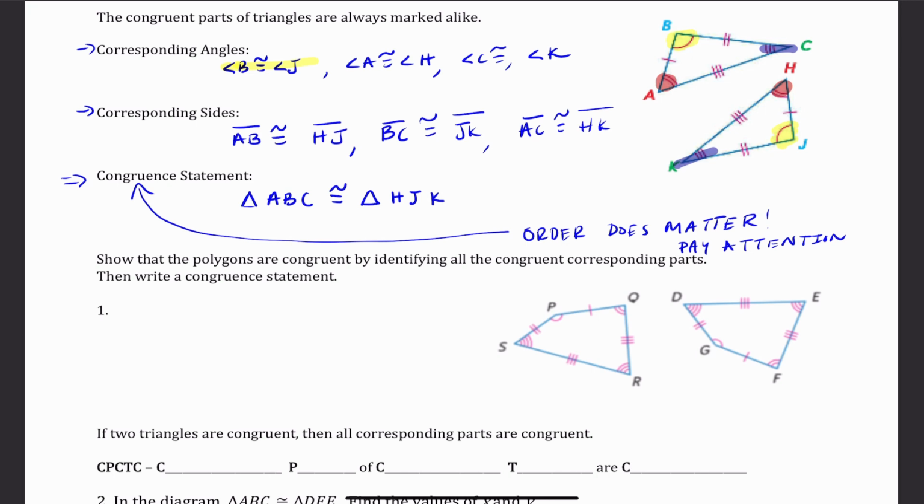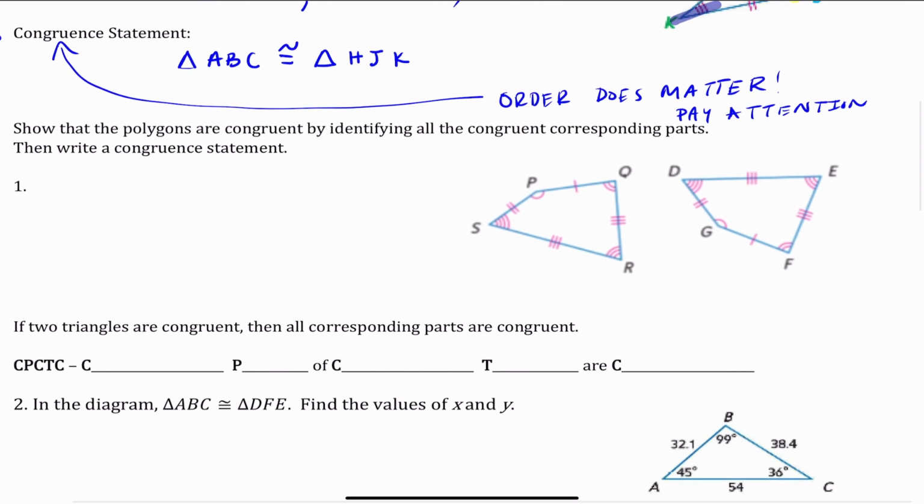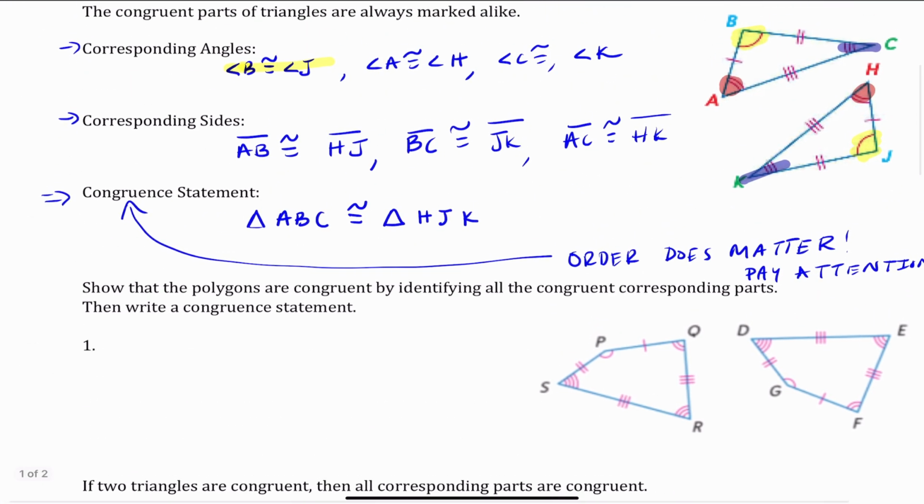Alrighty. Let's go ahead and show that the polygons are congruent by identifying all the congruent corresponding parts. Then write a congruence statement. So remember, the corresponding angles must be congruent, and the corresponding sides must be congruent as well. These are the 2 conditions that you need to write a congruency statement.